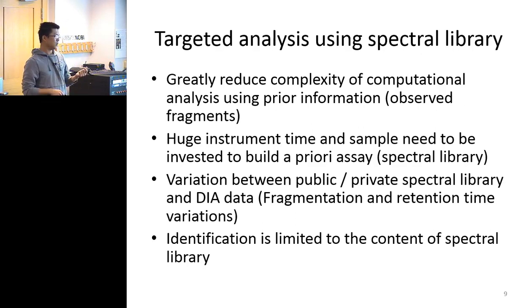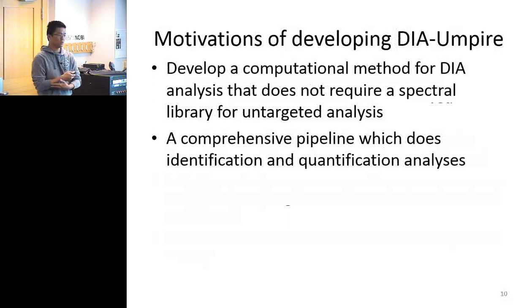And another thing is, once you build the spectral library, you only look for the peptides in your spectral library. So you cannot find any novel peptide or new protein in your data independent acquisition experiment. So that's the reason we wanted to develop DIA-Umpire, because we think that all the information we need is actually already in the data independent acquisition experiment. We don't need to build a spectral library to find out what the peptides are in your experiment.